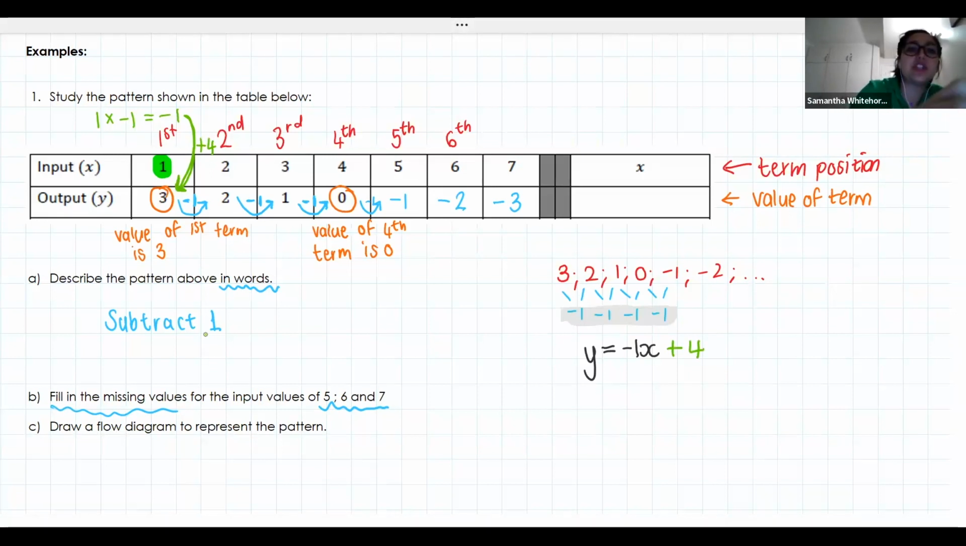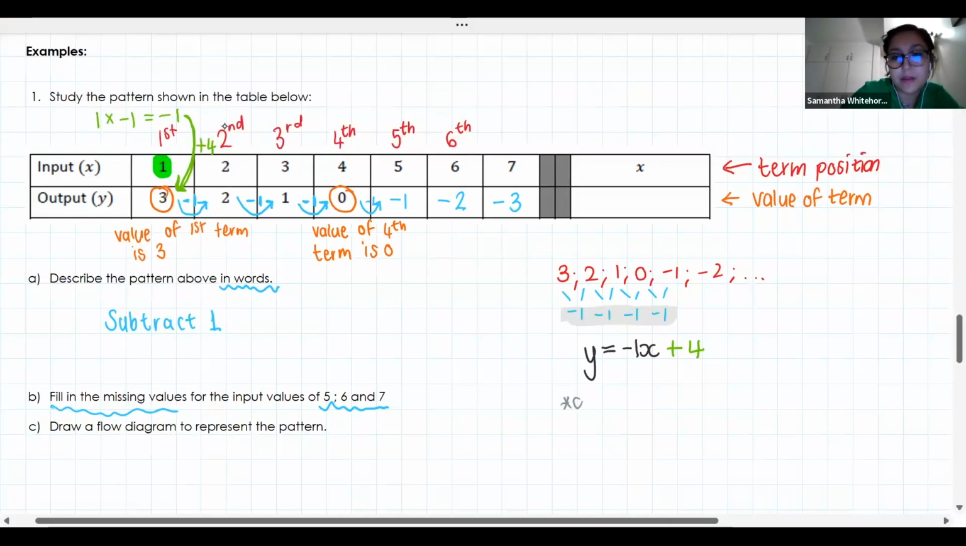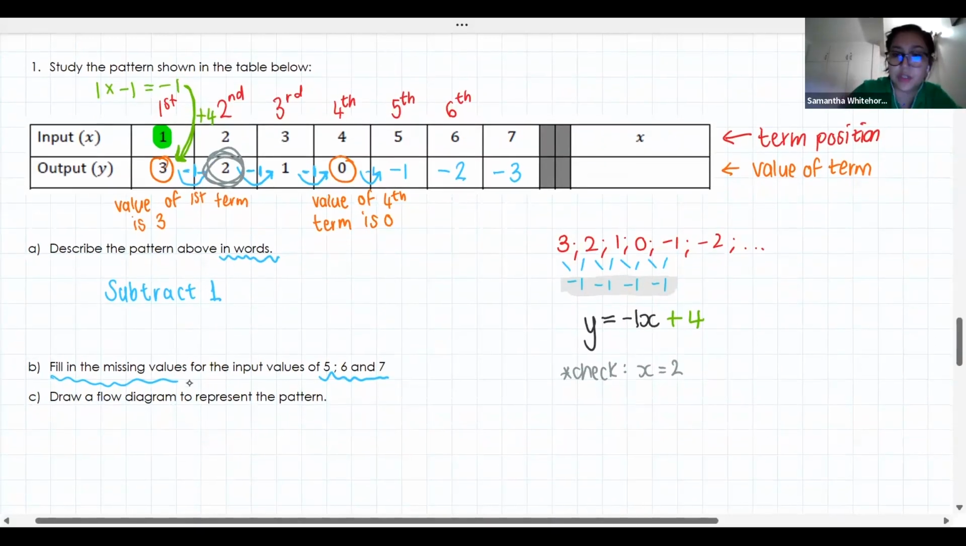So now we want to check if our rule works for all of our inputs. Now we're going to do a quick check for ourselves. If I now take my input of 2, so x equals 2, I need to get an output value of 2 according to my table. So let's see. 2 times -1 is -2.